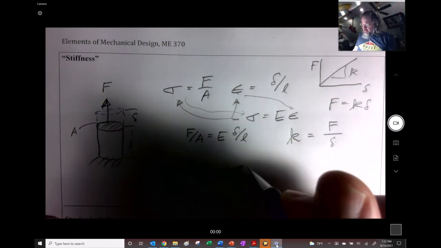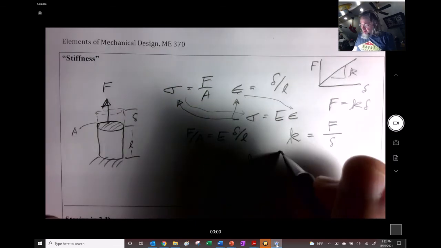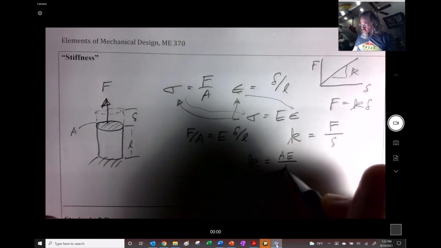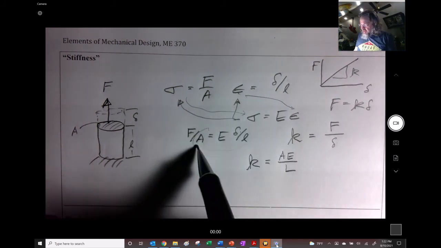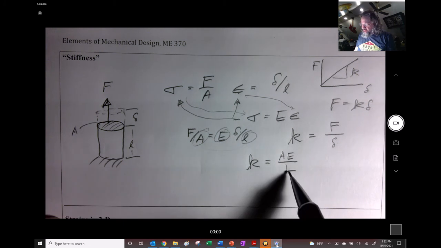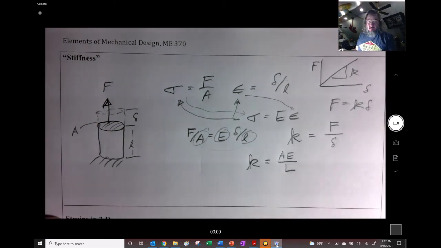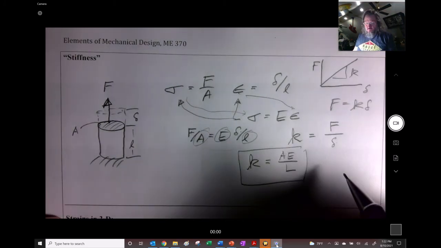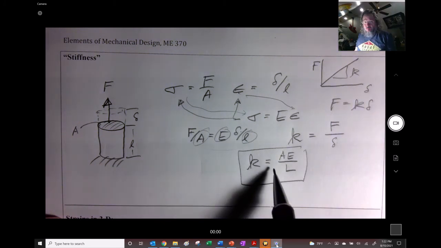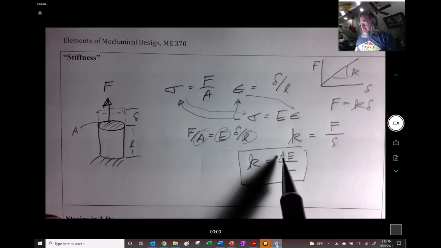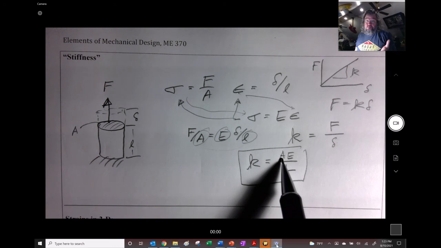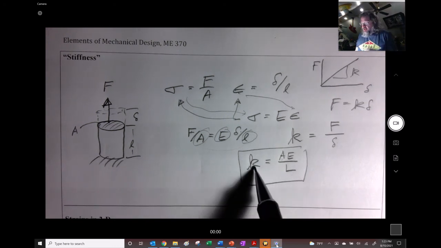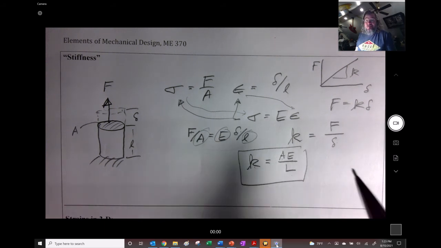And what we find then is that K is going to be AE over L, just this A and this E, and it's over L. I made this capital L, but we could have made this capital L right there. But anyway, we know that that's stiffness for a rod. Note, though, that for a particular rod, you would have an area and you'd have a length. These are constants for a particular rod. So you see that stiffness and elastic modulus are really the same thing.